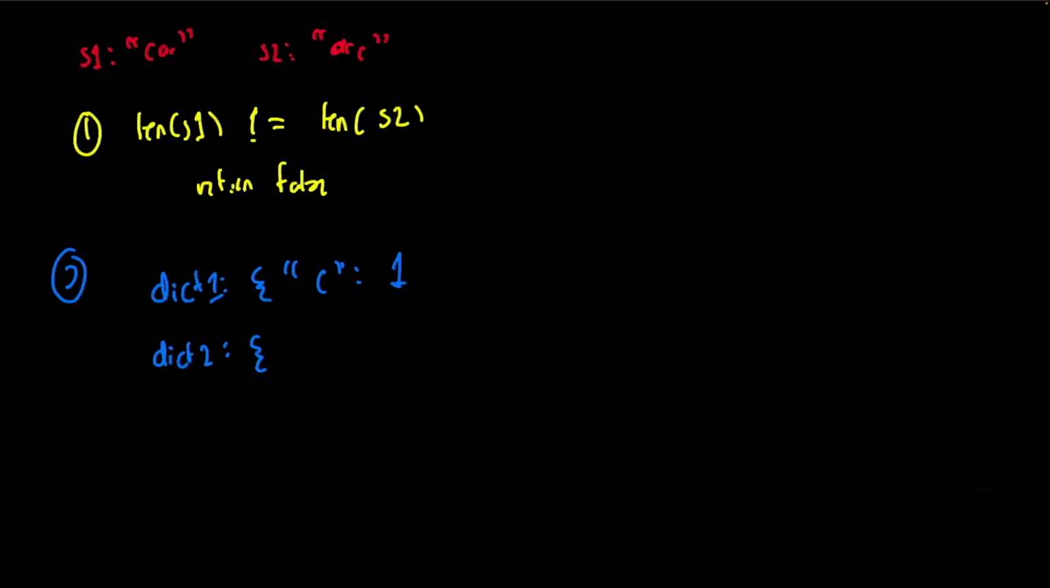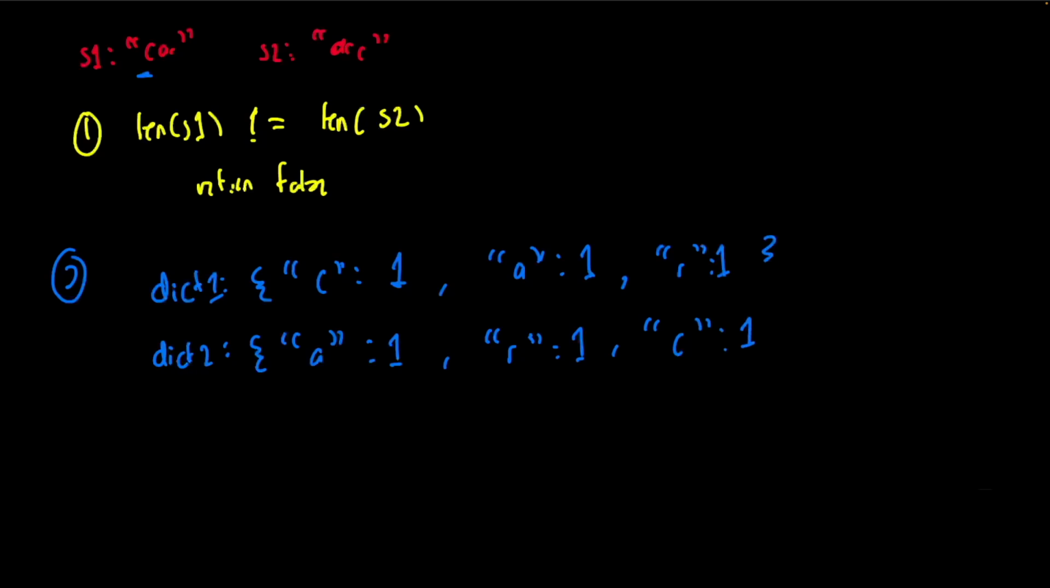So with iteration 1, we've added C to dictionary 1. And then we're going to add A to dictionary 2, initialized to 1. Then next iteration, we have A, this is 1. Then we have R, this is 1. Then the last iteration, we have R, this is 1, and we have C, and this is 1. So that's the next thing we did. We created two dictionaries to hold the count for each of the characters in both strings.